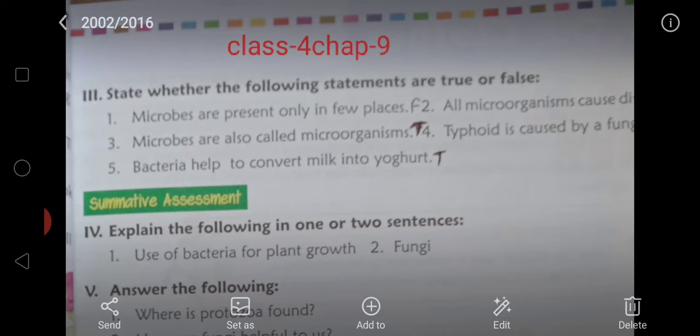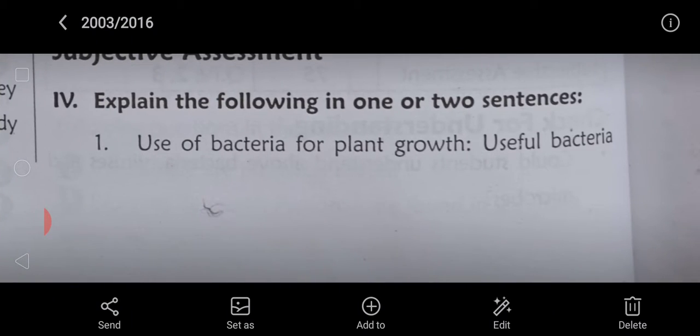Okay, so write the heading: Explain the following in 1 or 2 sentences. First number is use of bacteria for plant growth. Answer is... Mention the heading: use of bacteria for plant growth.